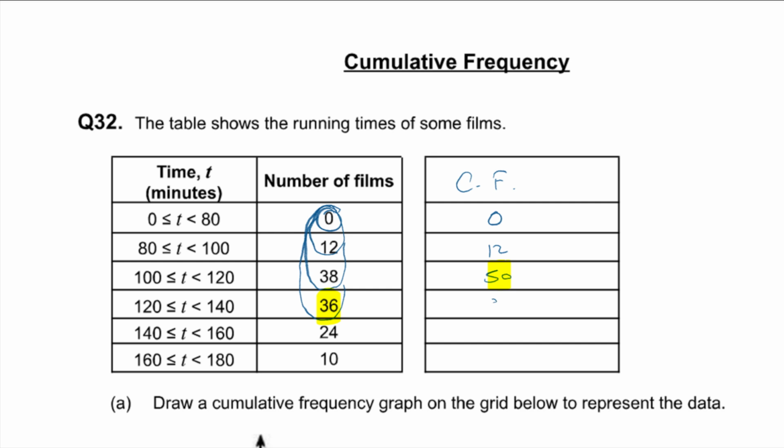So 50 plus 36 is 86. Next one is going to be 86 plus 24, which comes to 110. And then I've got 120 on the end. It's always good to check that it's equal to the total. Normally it tells you in the question what it's out of, so it'll often say it up here. This one doesn't. It should still be the same as what the whole list adds up to, so you could check it that way as well.